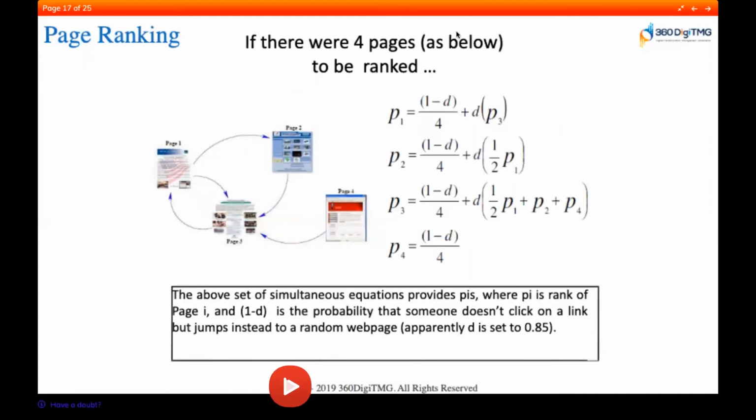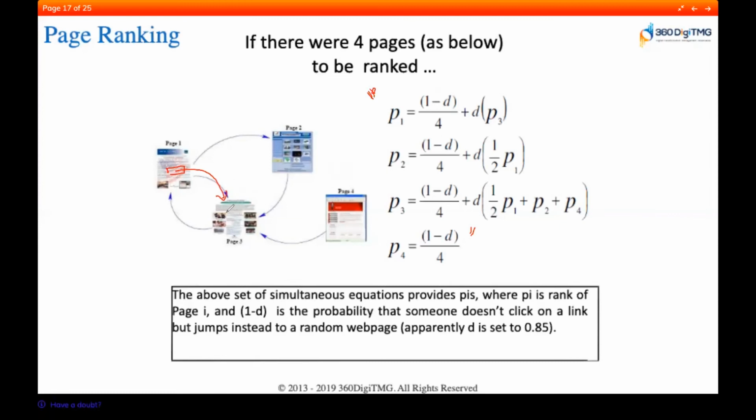let's assume I have pages 1, 2, 3 and 4. What Google does is they will run this kind of algorithm based on the network that this particular page has. So what exactly is the connection between page 1 and page 3? Page 1 has a link to go to page 3.